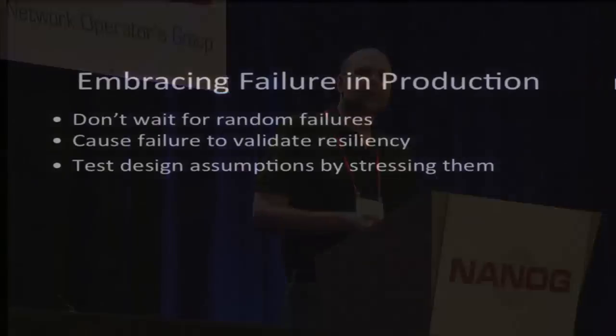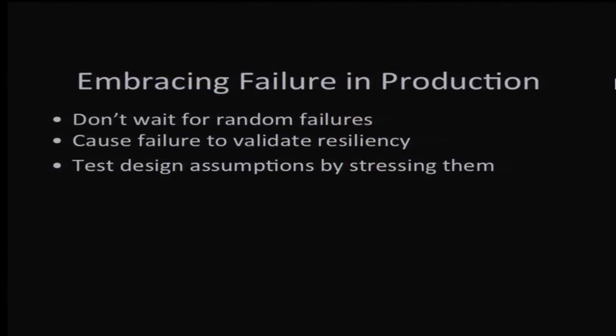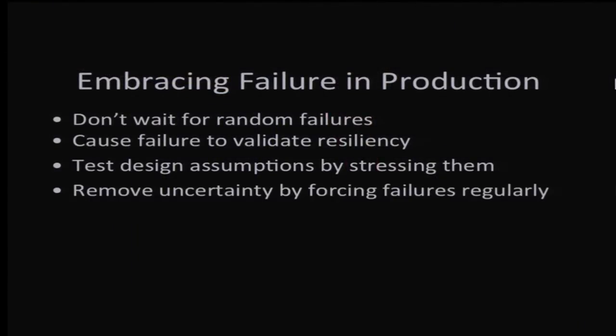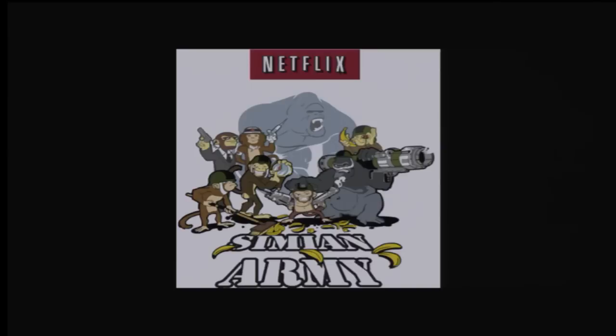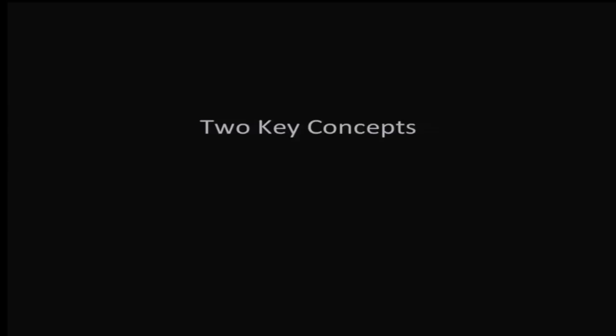We want to test our design assumptions by stressing them with real production load. And we want to remove all the uncertainty, or as much as we can, by forcing these failures on a regular basis, so as we're changing our code base, we can keep affirming that things work as we expect. And so this led to the creation of what we fondly call the Simian Army. And before I get into that, I want to talk about two key concepts that are pretty critical to the concept of fault injection.